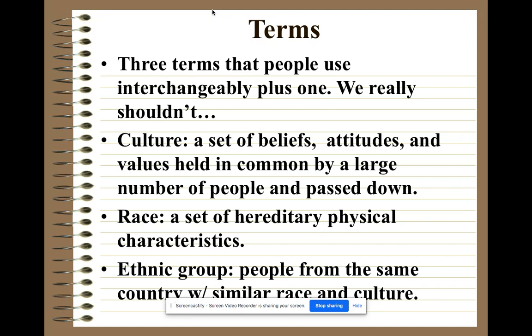And last but not least is the idea of ethnic group. An ethnic group are people that are from the same country or area that have similar race and culture. We know a lot about ethnic groups. We talk a lot about ethnicity, and we talk about food. For instance, if you're going to get tacos, you're not getting a race's food. You're not even getting a culture's food. You're getting a food from an ethnic group, because a taco doesn't necessarily look the same in different parts of the world where tacos are prevalent.